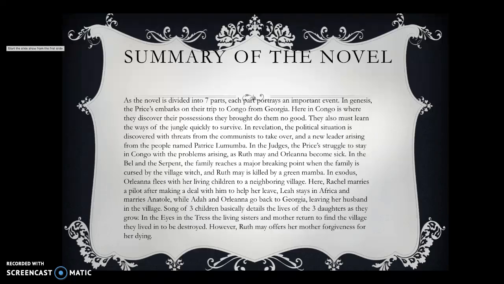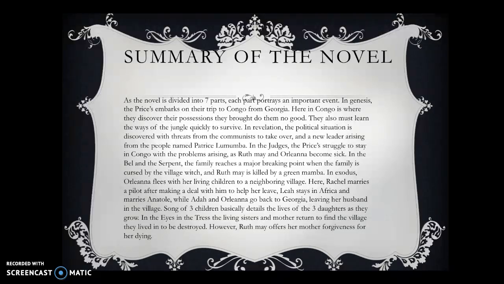The summary of the novel is that it is divided into seven parts, each of which portrays an important event that happens to the Price family. In Genesis, the Prices embark on their trip to Congo from Georgia. Here in Congo is where they discover the possessions they brought do them no good. They also must learn the ways of the jungle quickly to survive.